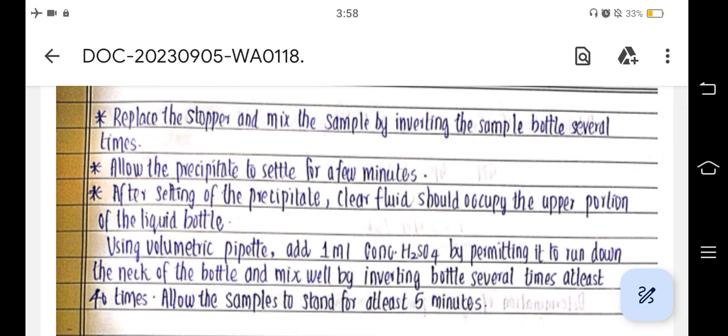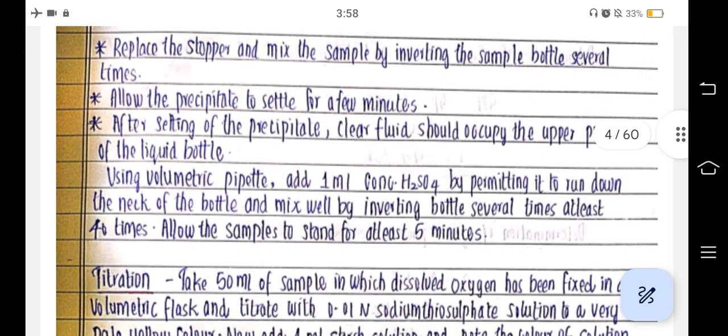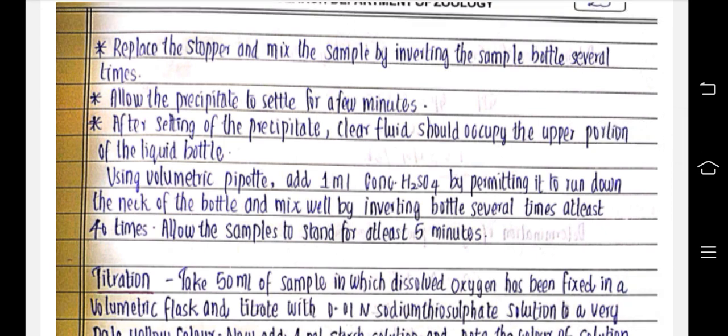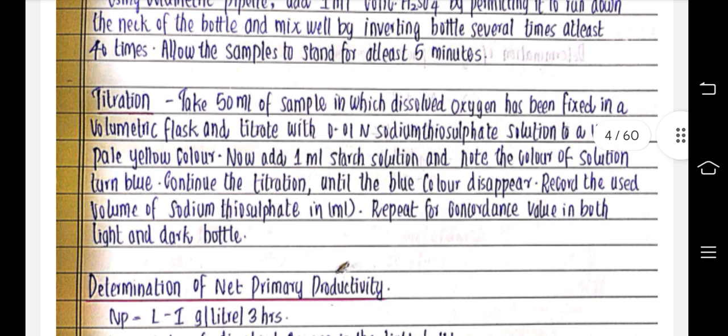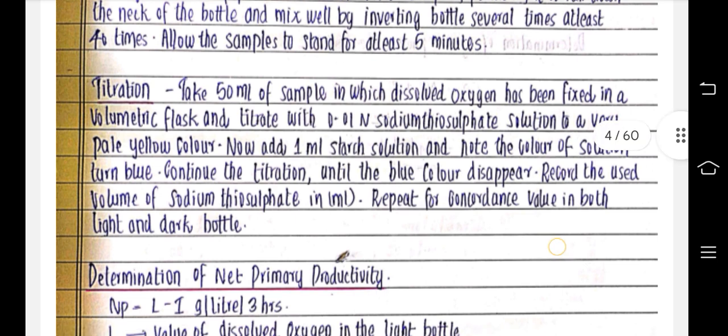Allow the precipitate to settle for a minute. After the precipitate settles, clear fluid should occupy the upper portion. Then add concentrated H2SO4. Take 50 ml of the sample in which dissolved oxygen has been fixed in a volumetric flask and titrate with 0.01 normal sodium thiosulfate solution to a very pale yellow color. Now add 1 ml starch solution and note that the color turns blue. Continue the titration until the blue color disappears. Record the volume of sodium thiosulfate used. Repeat for concordant values in both light and dark bottle.